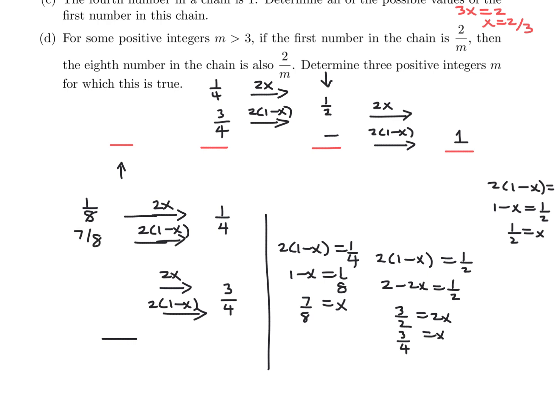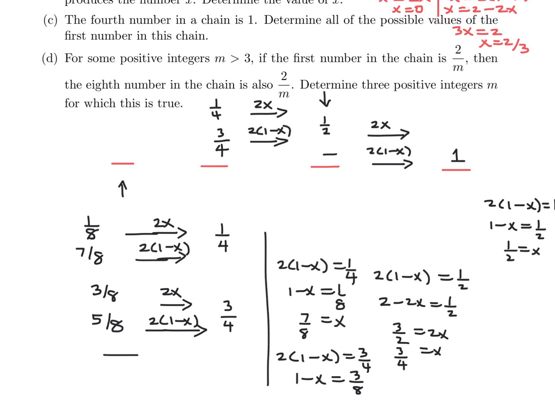2x should be pretty easy: 3 over 8. And then finally, 2 times 1 minus x is equal to 3 over 4. So 1 minus x is equal to 3 over 8, and therefore that's going to be 5/8, I believe. So there you have it. Those are the 4 possible values of the first number in the chain: either 1 over 8, 7 over 8, 3 over 8, or 5 over 8.